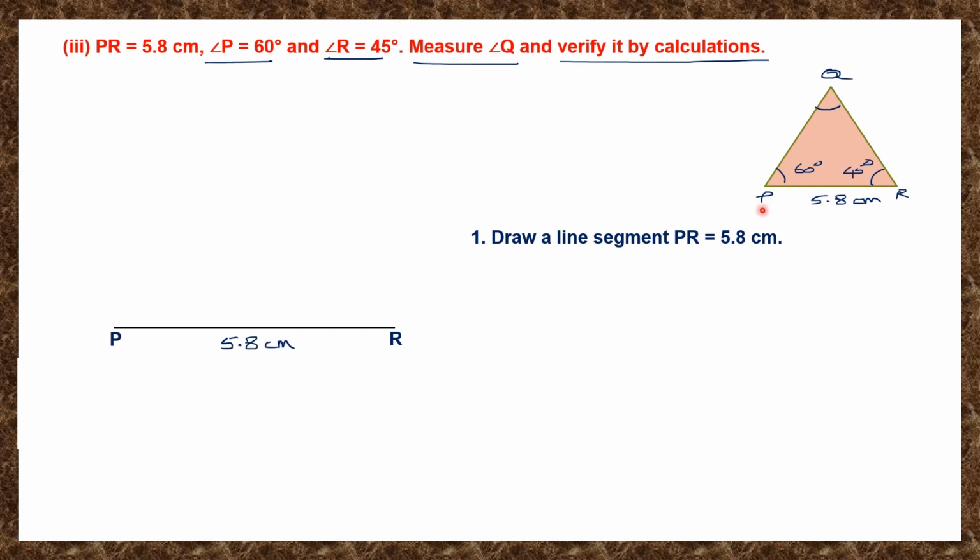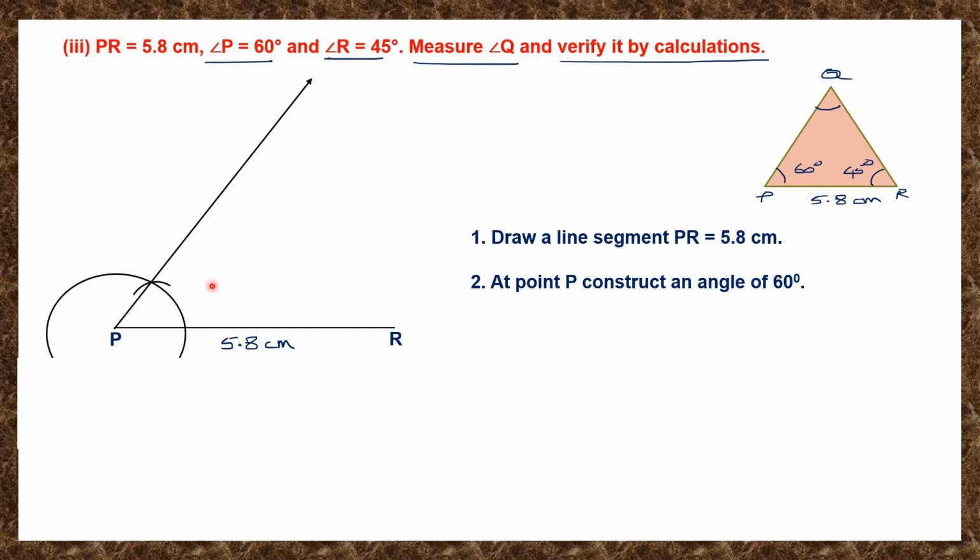Now, at angle P, we have to construct 60 degrees. At angle R, we have to construct 45 degrees. So at point P, construct an angle of 60 degrees. So for 60 degrees, we have to draw a main arc and then from here, cut this arc. This point is 60 degrees. So this part is 60 degrees.